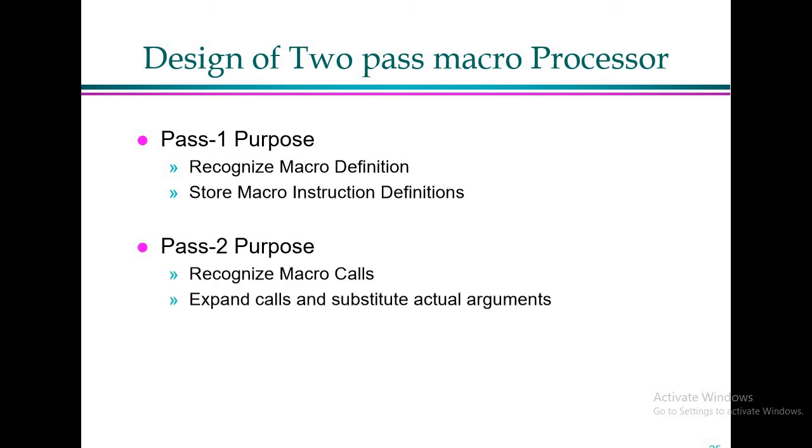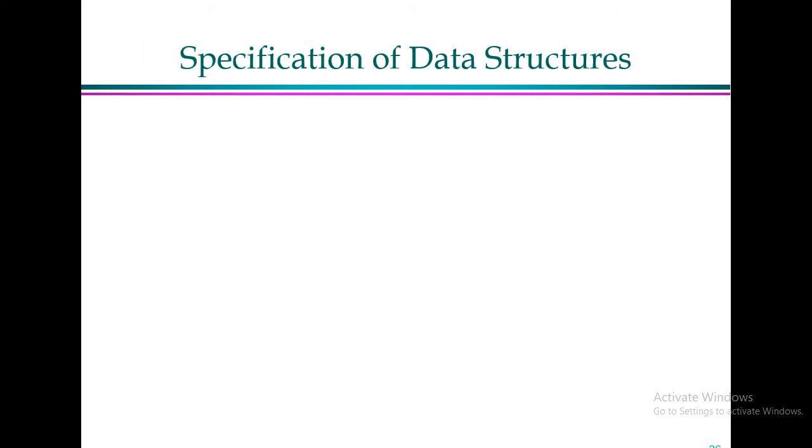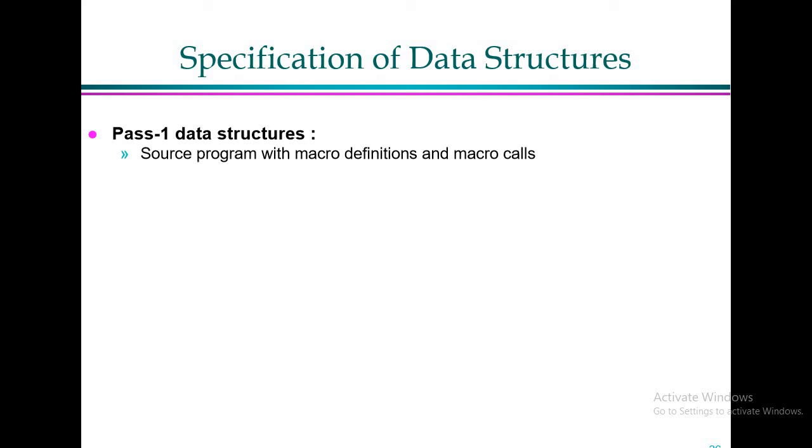It recognizes the macro calls and expands the macro calls. This is pass 2. Now see what are the data structures which are used in pass 1 and pass 2.